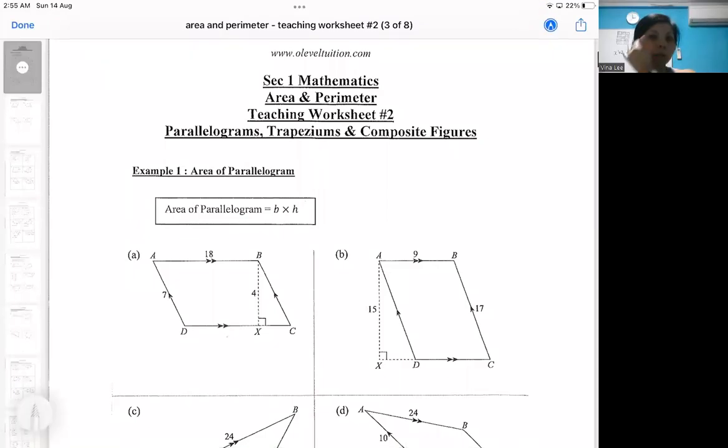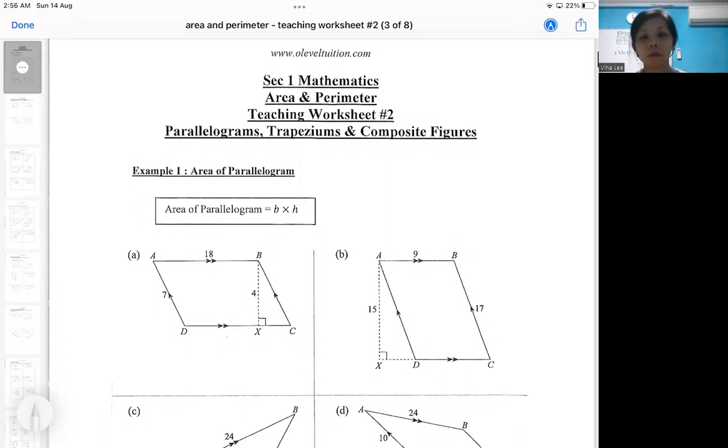Okay, so last week, in the previous teaching worksheet, we already learned about the basic shapes: square, rectangles, triangles, and circles. So in this teaching worksheet, we'll be exploring parallelogram, trapezium, and composite figures. But the approach will be the same thing. So there will be algebra involved. The steps are also the same.